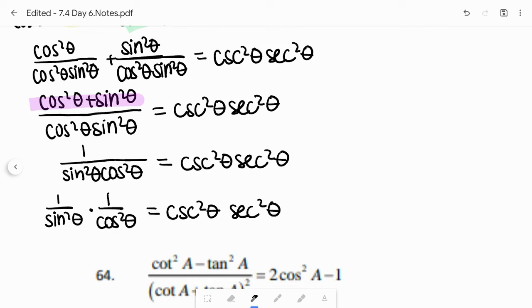Okay, and then 1 over, oops, I meant to highlight that. 1 over sine squared theta is equal to cosecant theta, and 1 over cosine squared theta is equal to secant theta. So my last step, just rewrite that out. And then you are done.